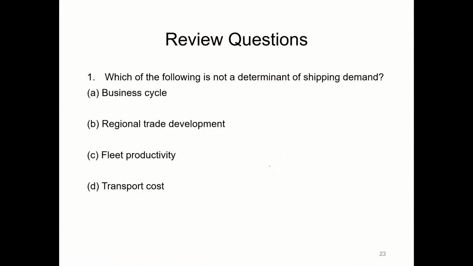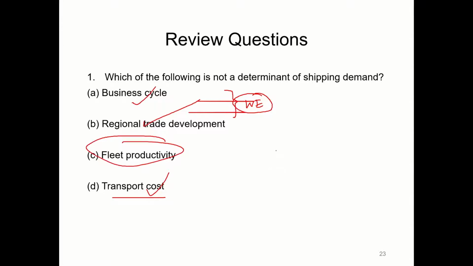So we attempt some review questions together. Which of the following is not a determinant of shipping demand? We learned that there are 5 key determinants of shipping demand. Okay, these two represent the world economy. So they are determinants of shipping demand. Transport cost is also a factor influencing demand, which we'll cover later. So the answer is C, fleet productivity.